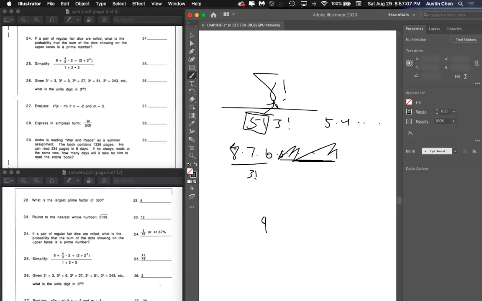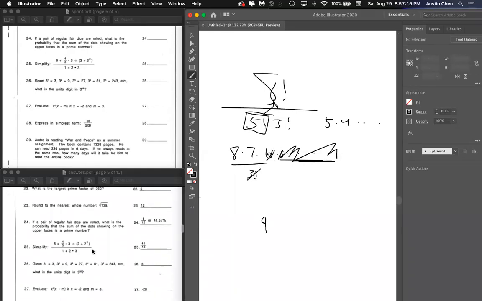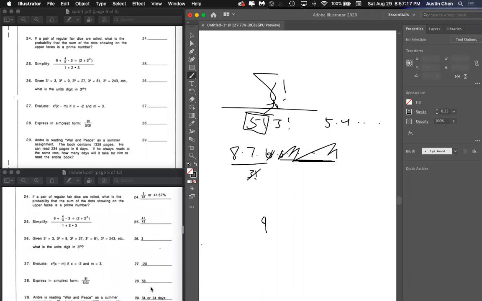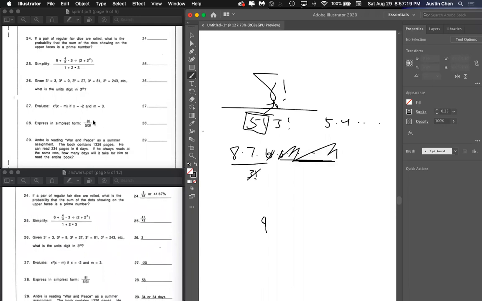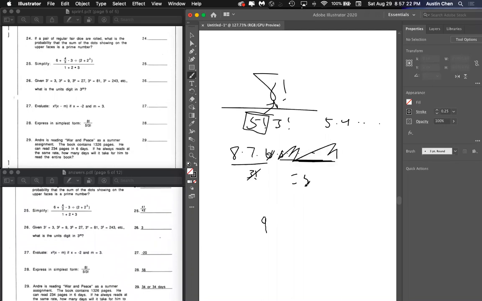So now we just have 8 times 7 times 6 over 3 factorial. 3 factorial is just 6, right? So we cancel that out with 6. Oh, I accidentally skipped the question. I'll go back to it. But that'll give us 56. So the answer to 20 is 56.